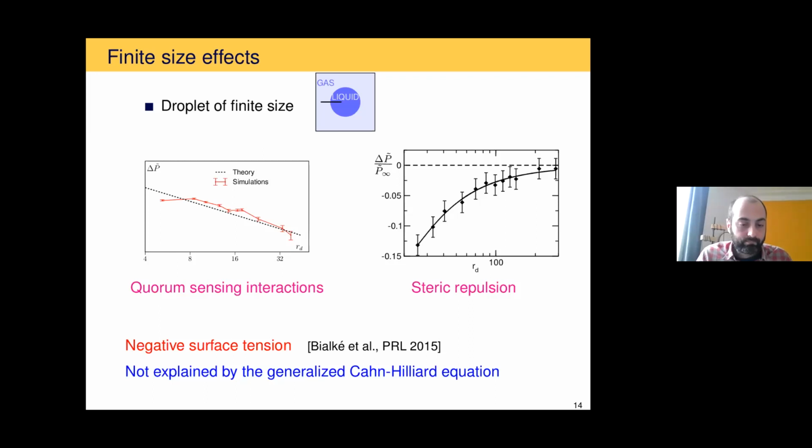So what happens there? Also, we have to see that this negative surface tension is not explained by the generalized Cahn-Hilliard equation, which always gives you a positive pressure. So how do we understand this negative pressure difference? And what are its consequences?